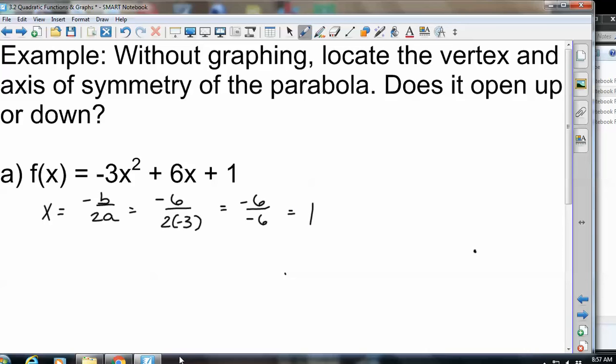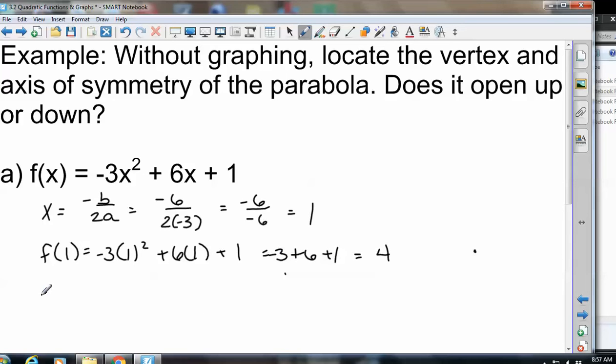So we get 1. Then what do you do with that? Plug it back in. Plug it in to find your y. So we get negative 1 plus 6 plus 1, so that is 4. So our vertex, 1 comma 4. Axis, how did I want the axis written? X equals 1, the x value.